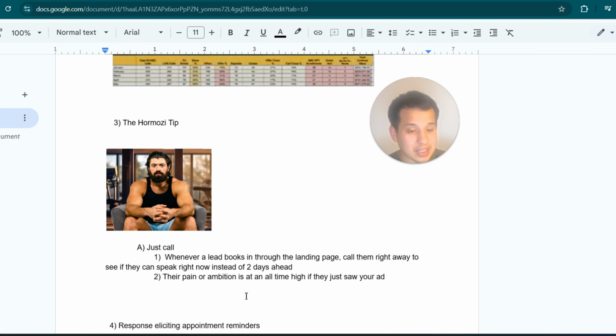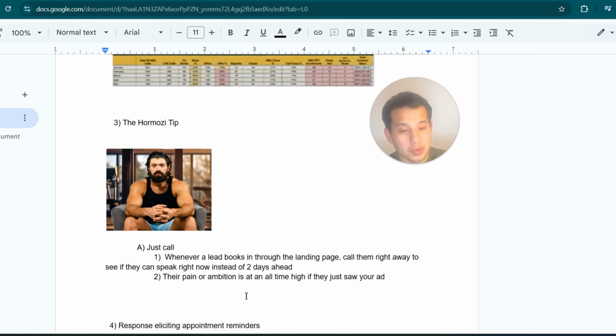So if you see that they're active and they just booked themselves in, instead of waiting until the next day to speak to them, knowing there's a 50% chance of them not showing up, why don't you just give them a call right now, since they're already looking at your funnel, and ask if they can speak right now? Most of the time they'll say yes, and this way you can increase their show rates.